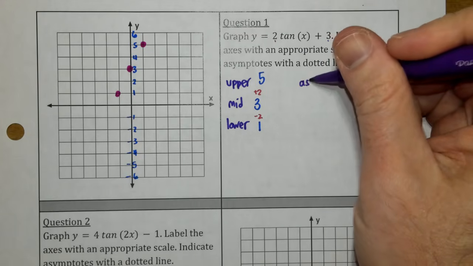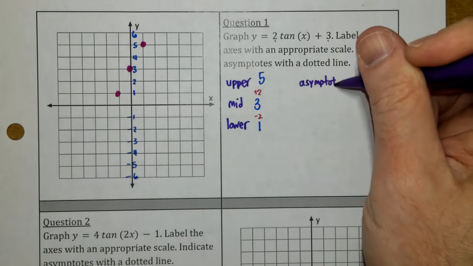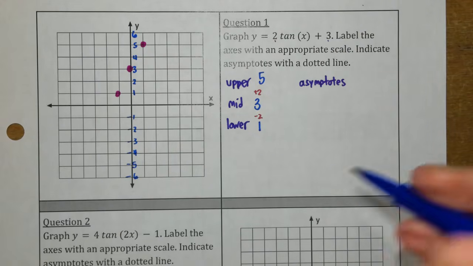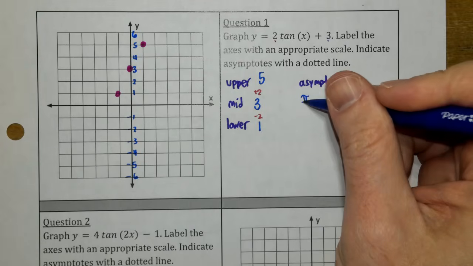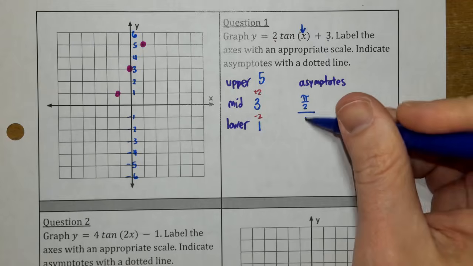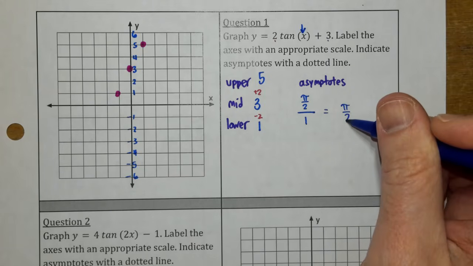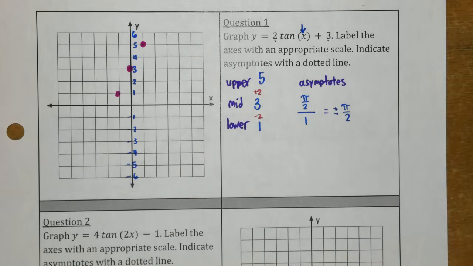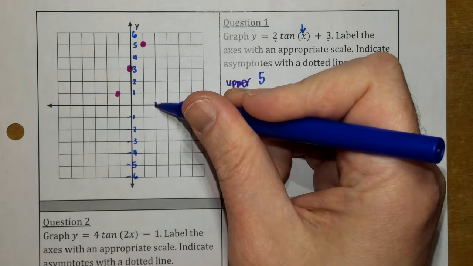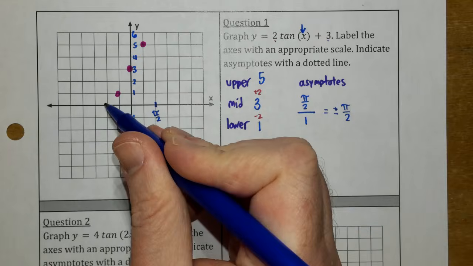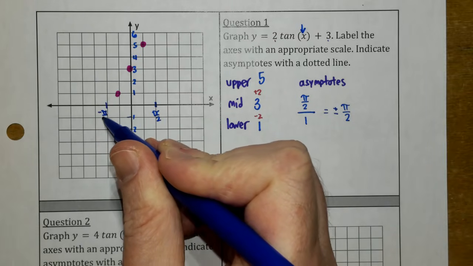Alright, let's calculate the asymptotes. This is the x label for them. It's pi over 2 divided by this number in front of the x, the frequency, which is 1. So our asymptotes are pi over 2. And we're always going to have two of them. We're going to have a positive one and a negative one. So this label here, the next grid line we're about to use, is pi over 2. And going the other way, this one's negative pi over 2.